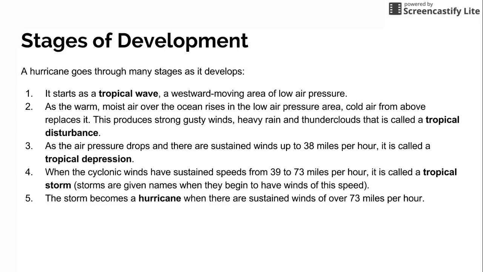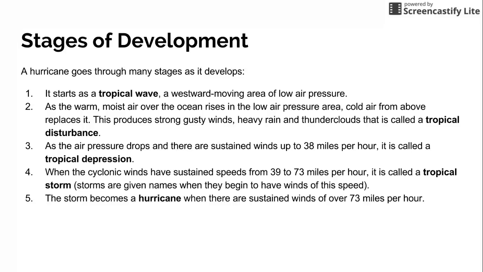So what are the stages of development? It starts as a tropical wave. It's a westward moving area of low pressure. As the warm, moist air over the ocean rises in the low pressure area, the cold air from above replaces it, and this produces really strong gusty winds and heavy rain and thunderclouds, and then it's called a tropical disturbance. As the pressure continues to drop and there are sustained winds over 38 miles per hour, it starts to become a tropical depression.